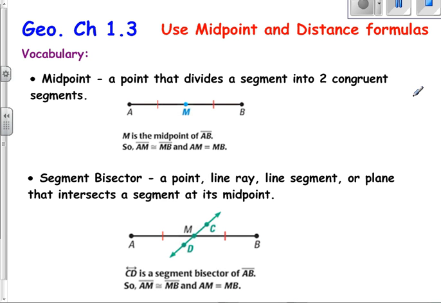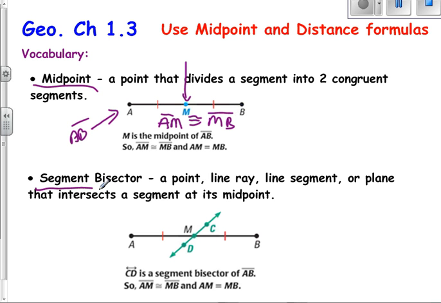This is your Geometry Chapter 1.3, the use of midpoint and distance formulas. So let's go over some vocabulary real quick. Midpoint, if you remember, is given a segment, a line segment, so we call it AB, and then we call M the midpoint, which tells you that line segment AM is congruent to line segment MB. Okay. So that's what midpoint is, just the middle, if you will, of a segment.